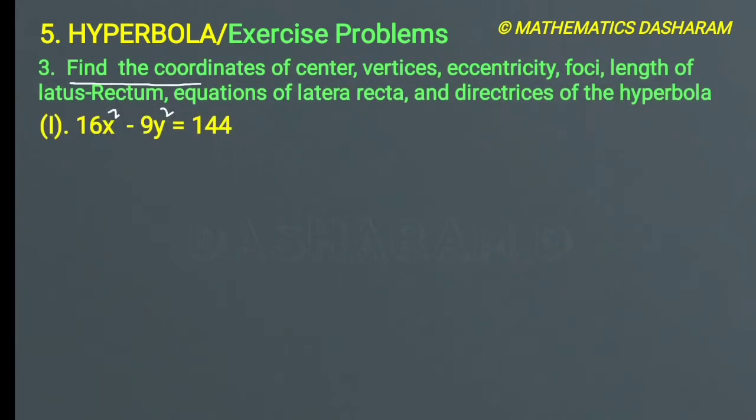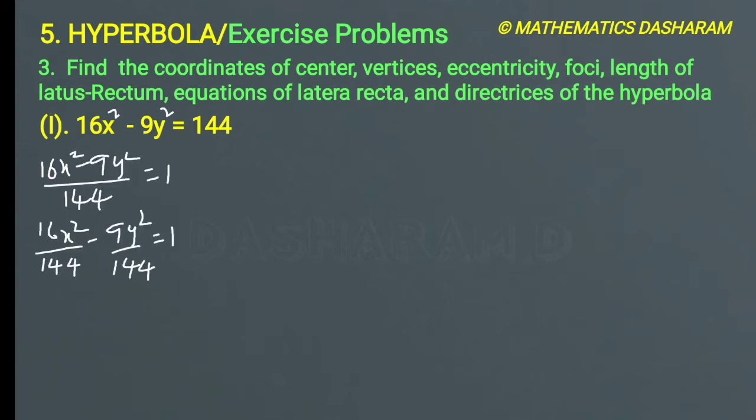Third question: find the coordinates of the center, vertices, eccentricity, foci, length of a latus rectum, equations of the latera recta, and directrices of the hyperbola. The first one, 16x² − 9y² = 144. Let's convert into standard form. So 16x² − 9y². 16 ones are 16, 16 nines are 144, 9 ones are 9, 9 16s are 144.